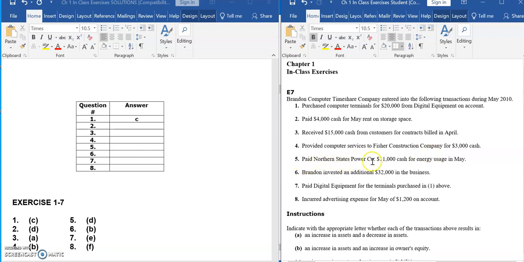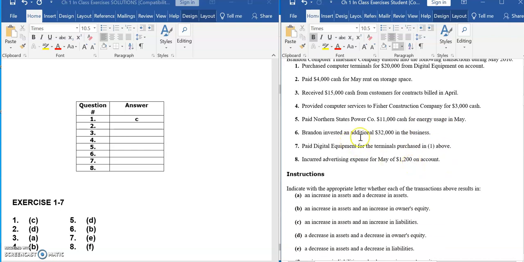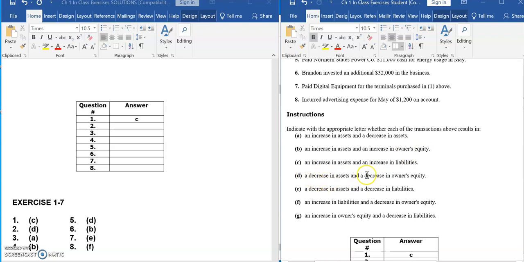5, we paid Northern States Power $11,000 cash for energy usage in May. We paid cash for energy that we use. That means we paid an electric bill. Cash decreased because we used it to pay the bill. And if we're paying our electric bill, we're paying our cost or our expense. So we will record an increase to our expenses, which cause our owner's equity to decrease. So we have a decrease in our assets and a decrease in owner's equity.